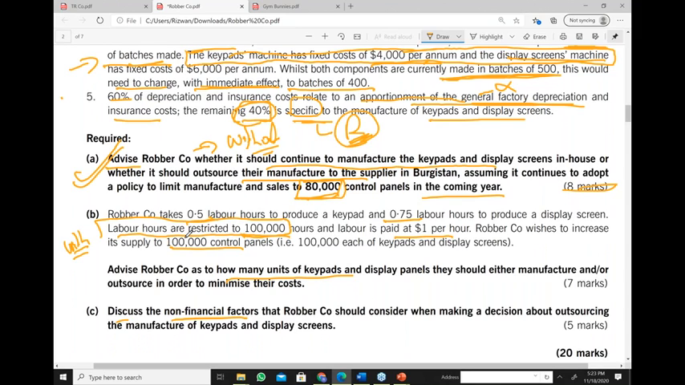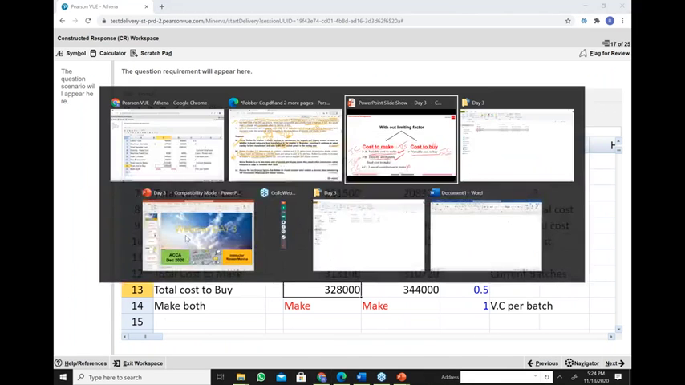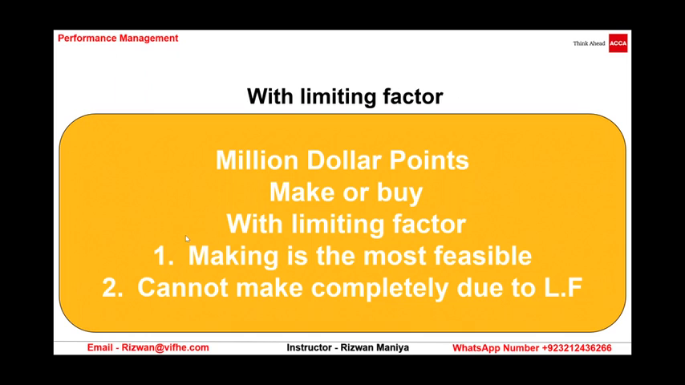Now, because there is a restriction here, it's very much clear that it is with limiting factor. It is with limiting factor. Are you getting the point? So when it's with limiting factor, what you have to do? So let's go towards that. The main point for with limiting factor. Now, this is really very important, the mindset that I'm giving you here.